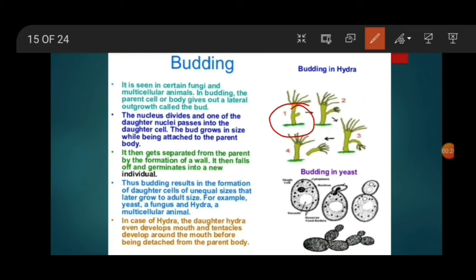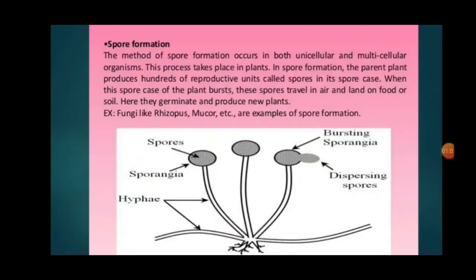The bud grows in size while being attached to the parent body. It then gets separated from the parent by the formation of a wall. It then falls off and germinates into a new individual. In budding, there is a formation of daughter cells of unequal sizes that later grow to adult size. Students, in case of hydra, the daughter hydra even develops a mouth and tentacles develop around the mouth before being detached from the parent body. Next type is spore formation.